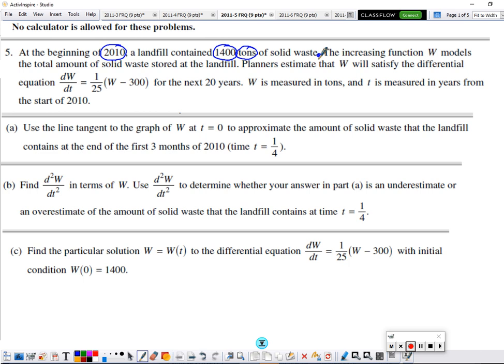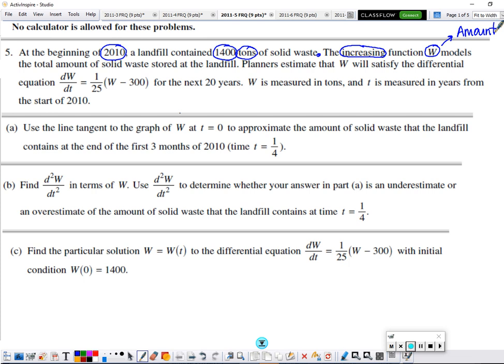The increasing function W, that could be important. So W is increasing, models the amount of solid waste. Hey, that's crucial. This is an amount. I'd write that down. It's not a rate. W is an amount.